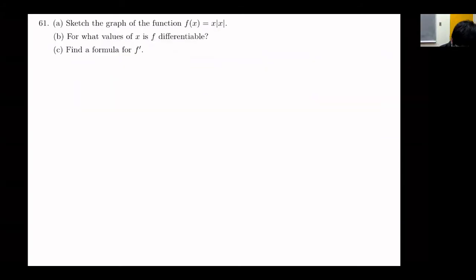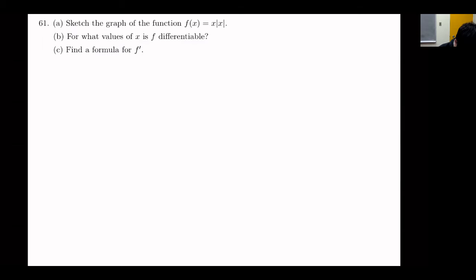Problem 61. We need to sketch the graph of the function f of x equals x times the absolute value of x, and we need to determine for what values of x f is differentiable. And finally, we need to find a formula for f prime. Okay, so remember the standard technique for dealing with absolute value is to write it as a piecewise function. Let's start by doing that.